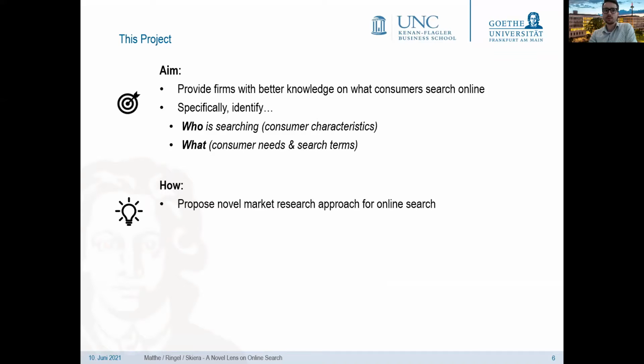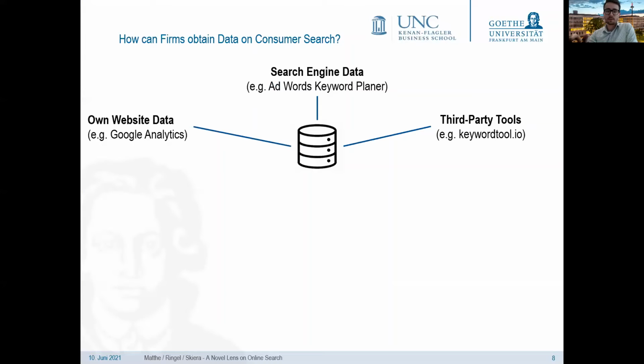And so what we do is we design a market research approach which is specifically tailored towards the setting of online search. Before showing you what we are actually doing, let me briefly outline how firms can obtain such knowledge as of today. Basically, a firm has three options. Either it can rely on its own website data, which you can analyze, for instance, using Google Analytics. It can rely on search engine data, which is provided, for instance, by tools such as the Keyword Planner, or you can use any third-party tools.